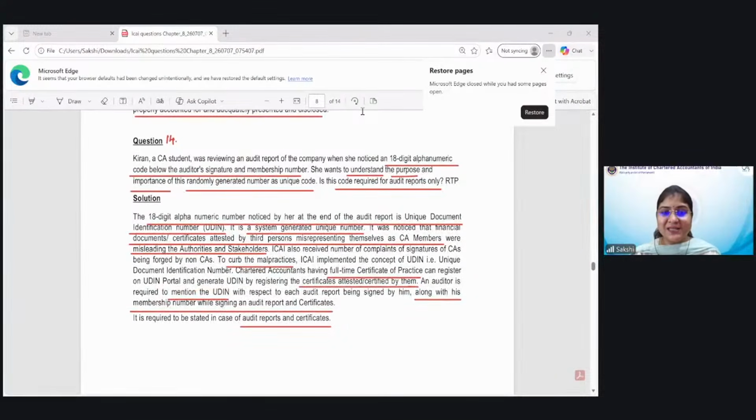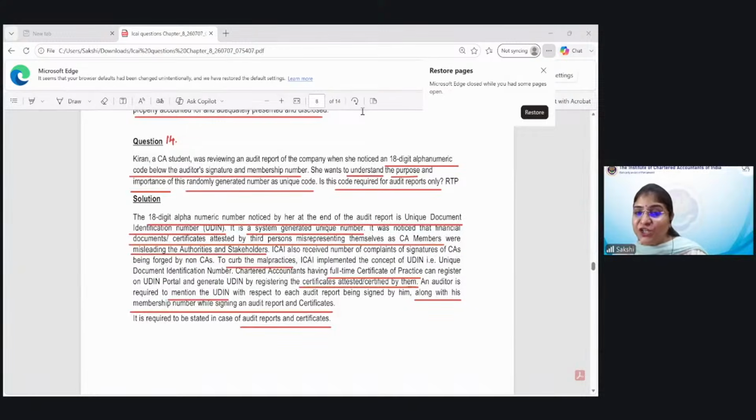So Kiran, a CA student, was reviewing an audit report. She's a student, okay? Reviewing the audit report of the company when she noticed an 18-digit alphanumeric code below the auditor's signature and membership number. She wants to understand the purpose and importance of this randomly generated number as a unique code. Is this code required for audit reports only?